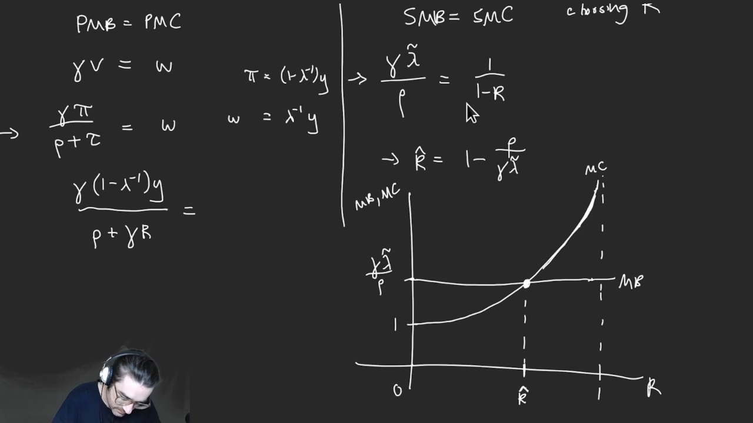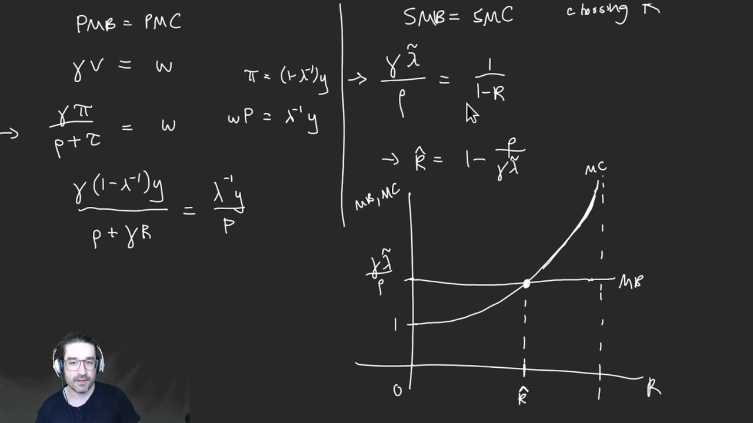WP. So P is production labor, R is research labor, and then there's one unit of total labor. Correct. So WP. All right, so then we get lambda inverse times, well, I don't know how to write this. I'll write it as a proper fraction. We're going to get lambda inverse y over p. Okay, so there we go.